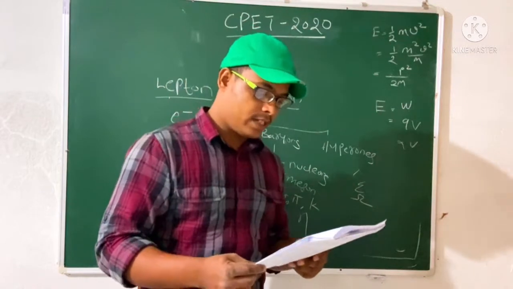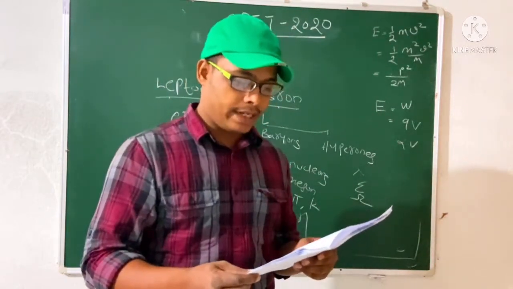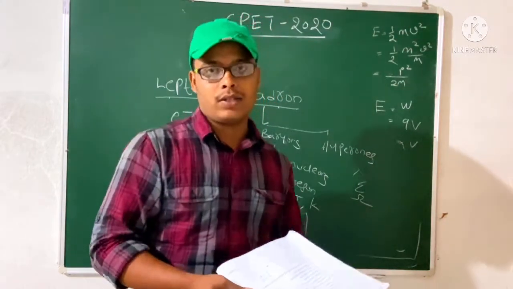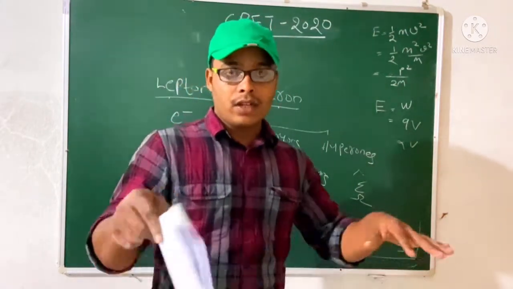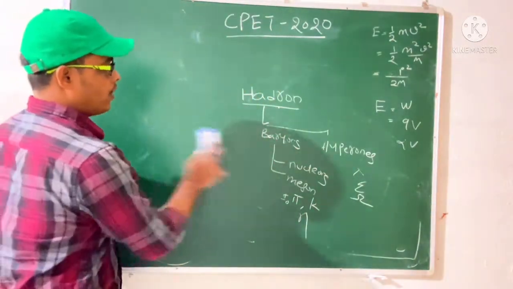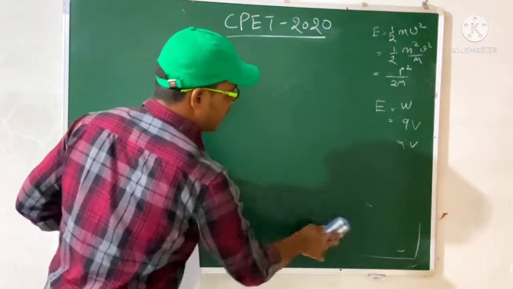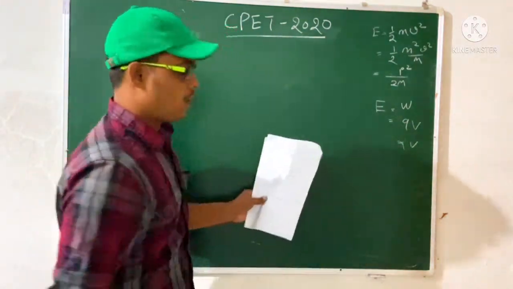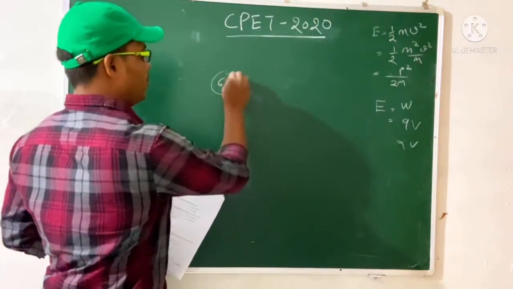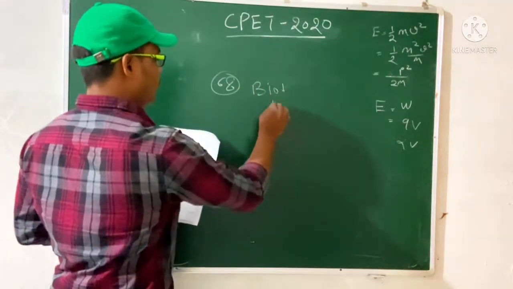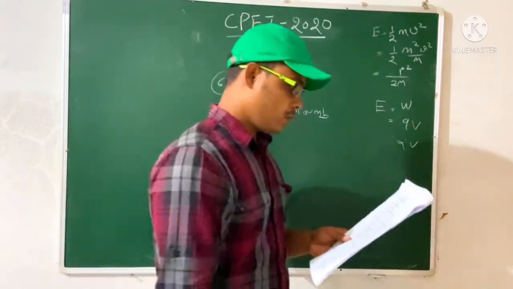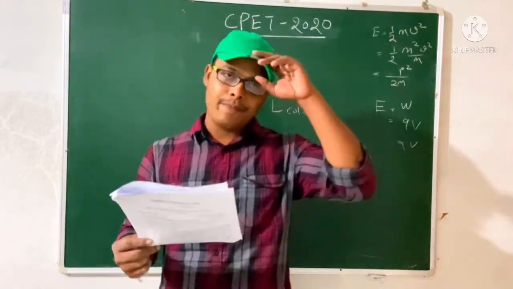Next is question number 68: Biot-Savart's law in magnetic field is analogous to dash law in electric field. So Biot-Savart's law is Coulomb's law, related because Biot-Savart's law tells us about the magnetic field. That will be your Coulomb's law. So Biot-Savart's law is related to Coulomb's law, and Gauss law is related to Ampere's law.